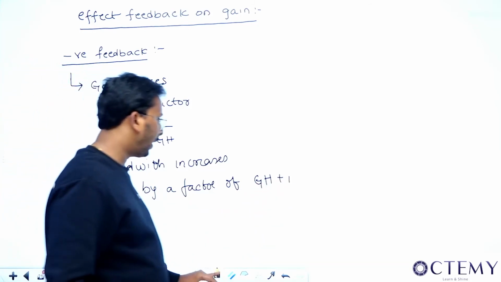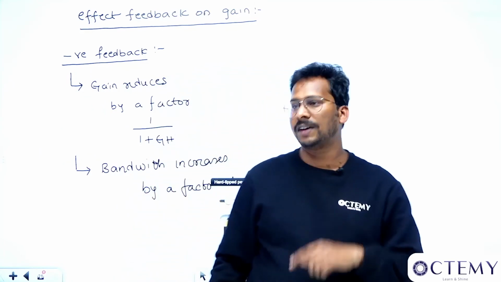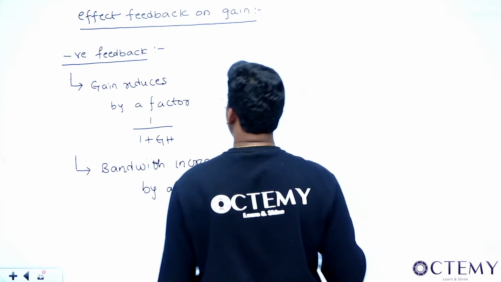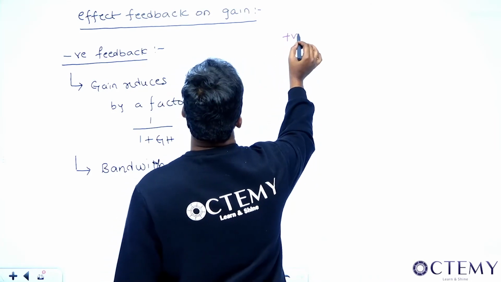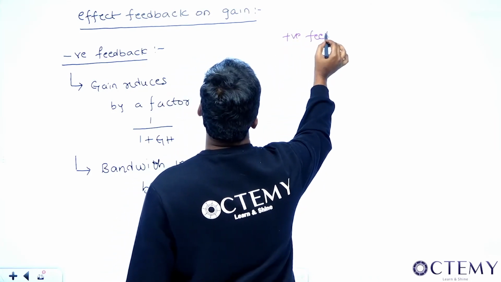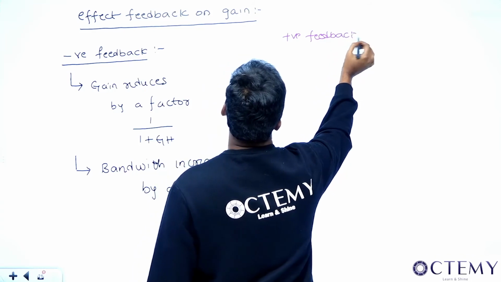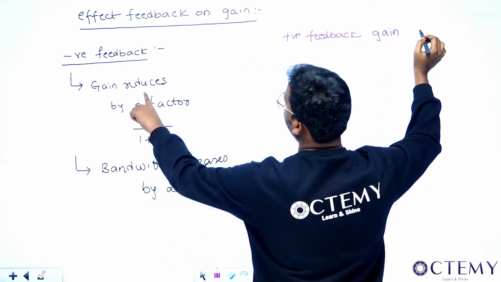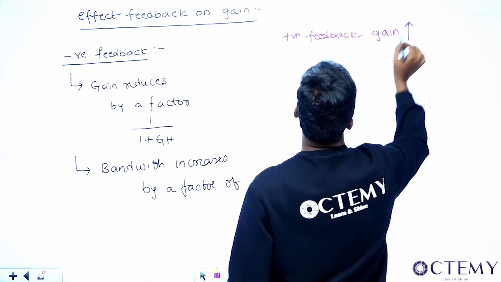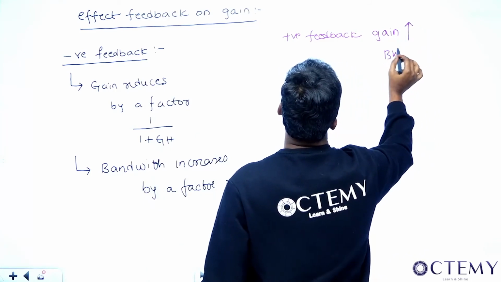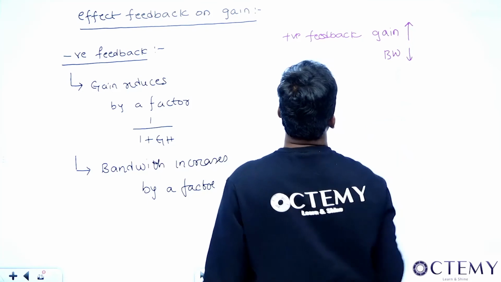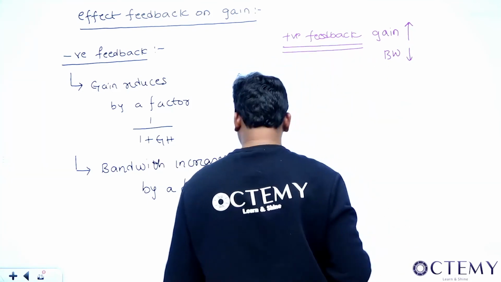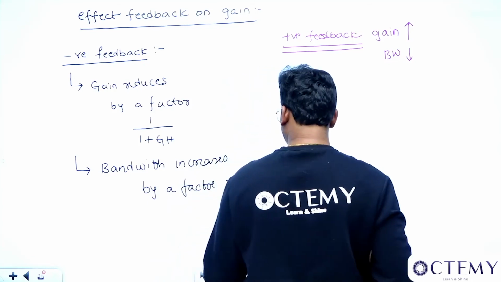In positive feedback, it will entirely depend on your GH values. Generally, in a positive feedback system, the gain increases, and the bandwidth, if this is increasing, this reduces, right? We generally do not use a positive feedback system. Let me take up a numerical and tell you this.